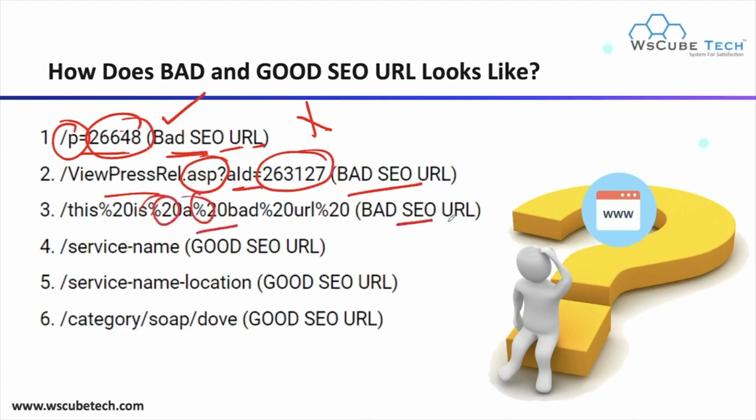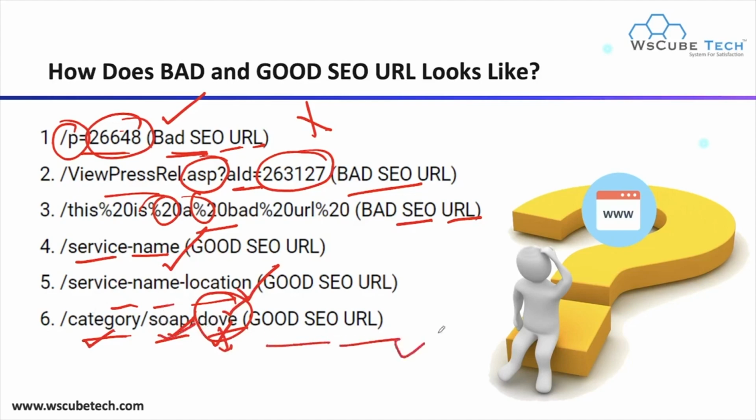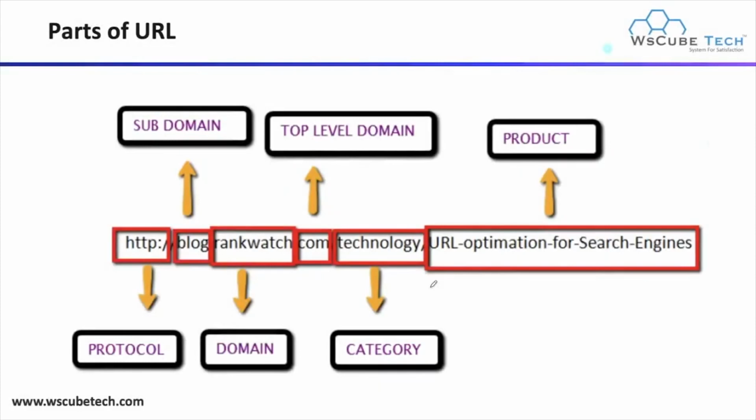This is also your bad SEO practice, but in the next one here you can see service name. So it's clearly defined that this particular web page gives us information about service name, service name location. This also gives you the same information. Again, you have one breadcrumb here, that is your first category, then soap, then dove. It means this particular web page is about this particular dove, and that is under the category soap, and that again is your category here. So this is your good SEO URL here.